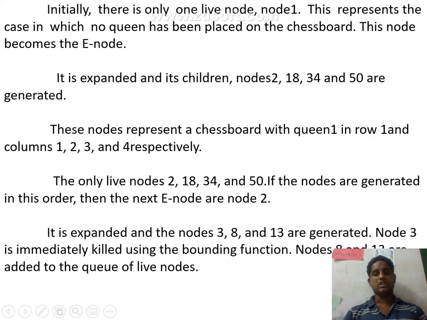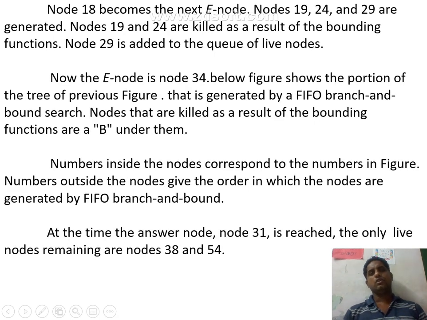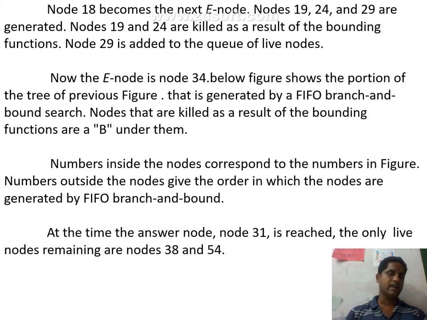If the nodes are generated in this order, the next E node is node 2. It is expanded and nodes 3, 8 and 13 are generated. Node 3 is immediately killed using the bounding function. 8 and 13 are the other live nodes. So node 18 becomes the next E node. Nodes 19, 24 and 29 are generated. Nodes 19 and 24 are killed as a result of the bounding functions, and node 29 is added to the queue of live nodes. Now the E node is node 34.